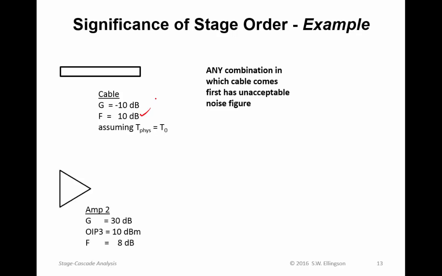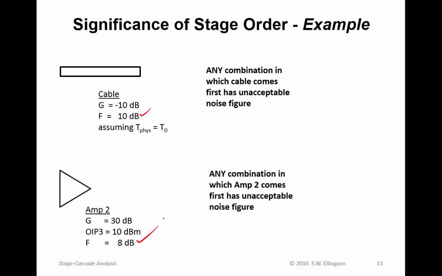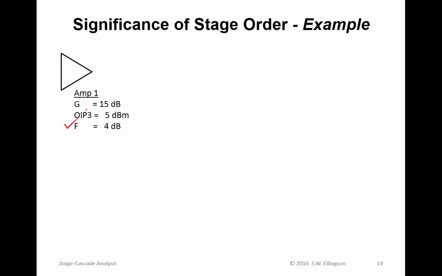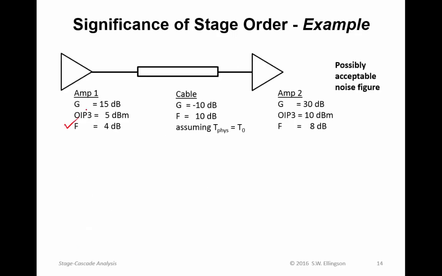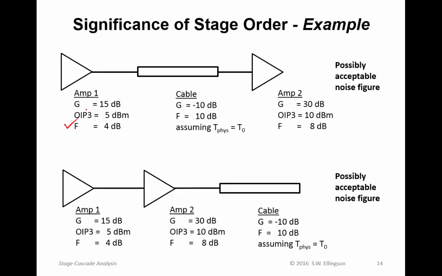Another approach would be to put the second amplifier first. If I do that, I find the noise figure spec can't possibly be achieved because I have 8 dB here and I need to get 7 dB. So any solution that works requires putting the first amplifier first. So now I've got 2 choices. Either I can have the cable first or I can have amplifier 2 first. So these are the 2 possible systems that I should evaluate.